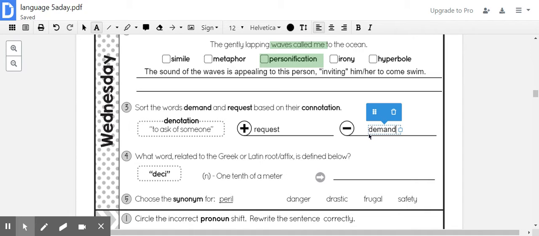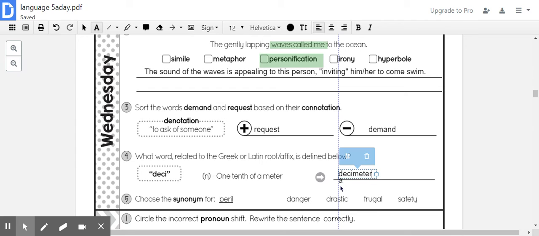Number four, what word related to the Greek or Latin root or affix is defined below? So we have to use deci as part of the word. And the actual definition is 1/10 of a meter. So our word that we're trying to figure out is decimeter.